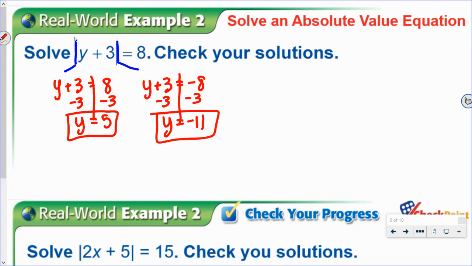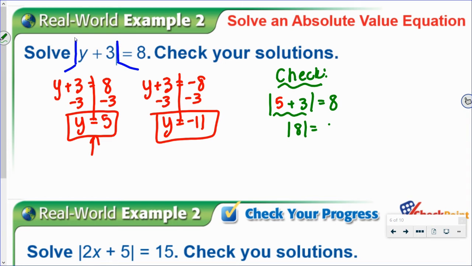Okay, now the directions do say check your solution. So notice we got 2 possible answers. Now watch here when we check them. I'm just going to do it off to the side in green here. So I'm going to take my original equation, and I'm going to plug in my solution. I'm going to start with this first one. I got 5. All right. So to evaluate this, we'd have to do 5 plus 3 which is 8. Do we all agree that the absolute value of 8 is 8? Yes, that works out.